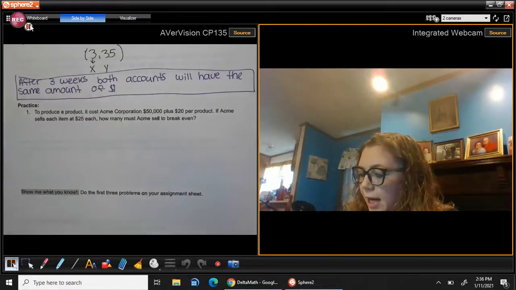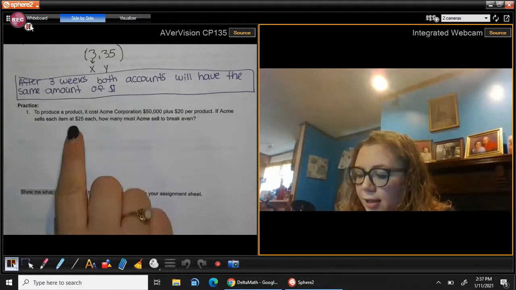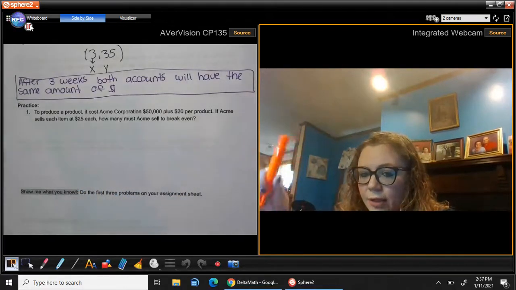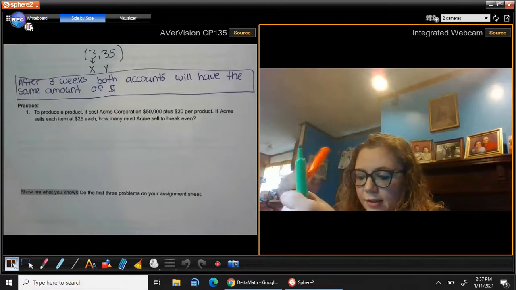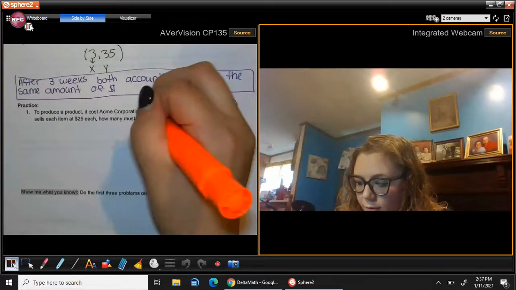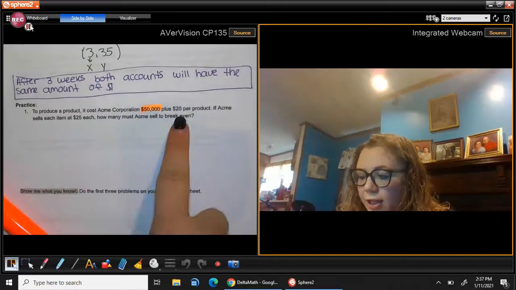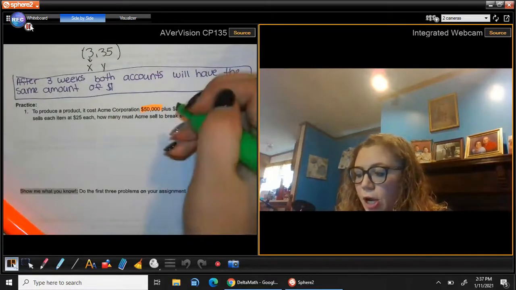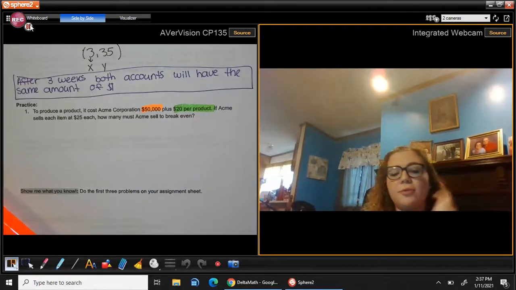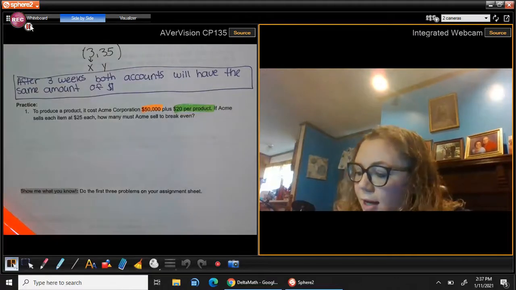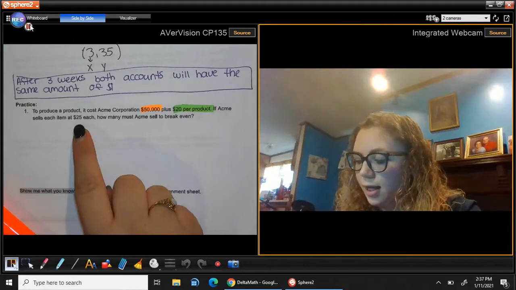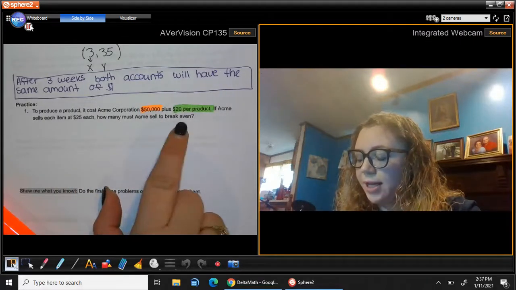Okay, welcome back. So to produce a product, it costs Acme Corporation $50,000. Is that going to be my initial value or my rate? Initial value. Plus $20 per product. Per is a keyword, so this is going to be my slope. If Acme sells each item at $25 each, how many must Acme sell to break even?